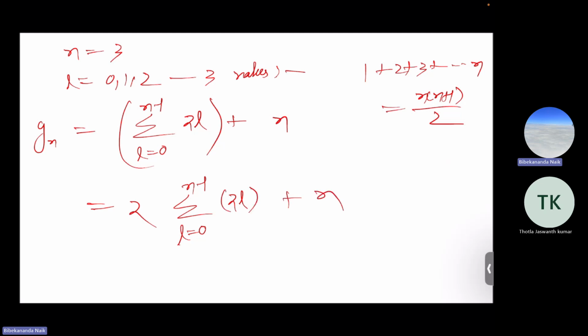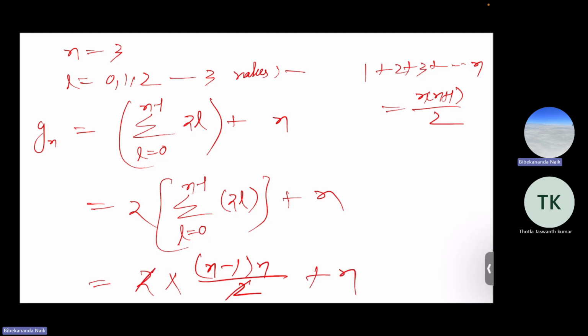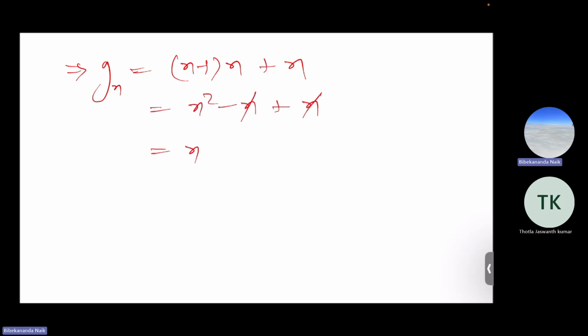2L plus n. Now here you can see it is 0 to n minus 1, so in the formula n into n plus 1, n becomes n minus 1. So it will be n minus 1 into n divided by 2, plus n. The 2 gets cancelled out. So now Gn is n minus 1 into n plus n. So it is n square minus n plus n, and it is n square.